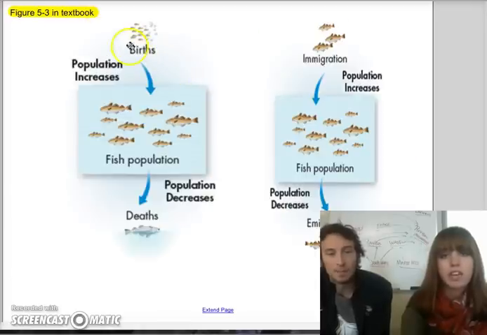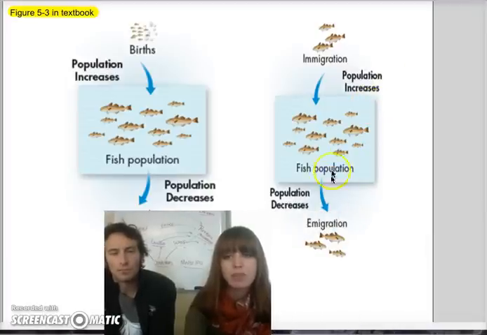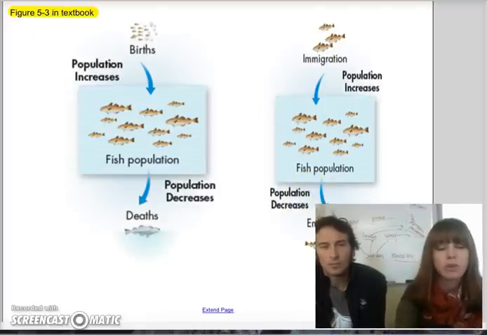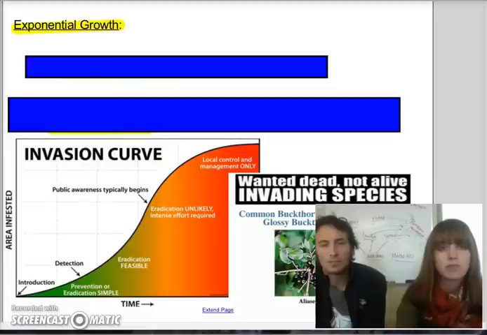So this just shows, again, births making the population increase, death, population decreases. Same with immigration causing the increase in population, and emigration, species coming out of the population, that decreases the population. So those are some factors affecting the growth of populations.